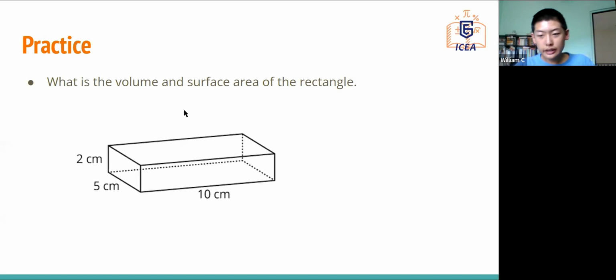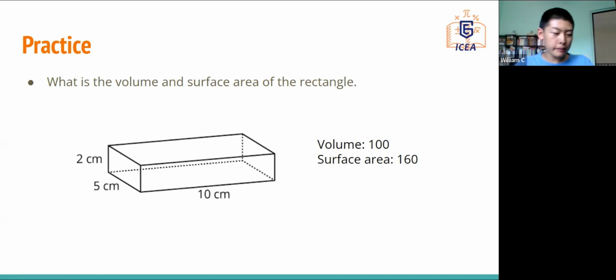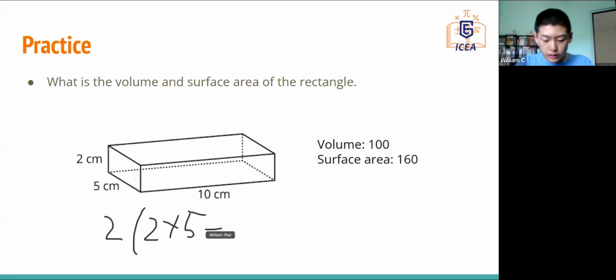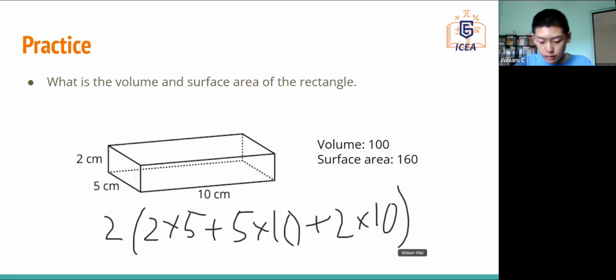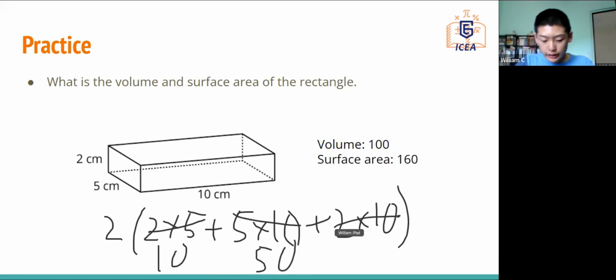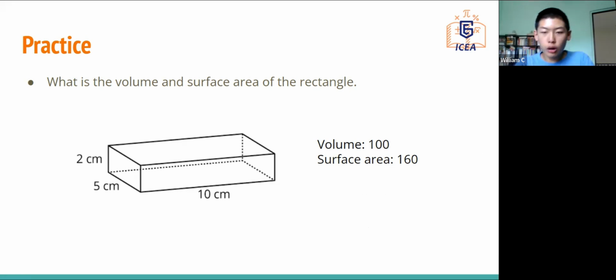So you think the surface area is 140 and the volume is 100. Surface area is actually 160. I think this is probably a calculation error, but I'll still show you why. It's 2 times 2 times 5 plus 5 times 10 plus 2 times 10. This is 10, this is 50, this is 20. In total, we have 2 times 80 equals 160. Probably a calculation error, though. So, I think you understand the concept.